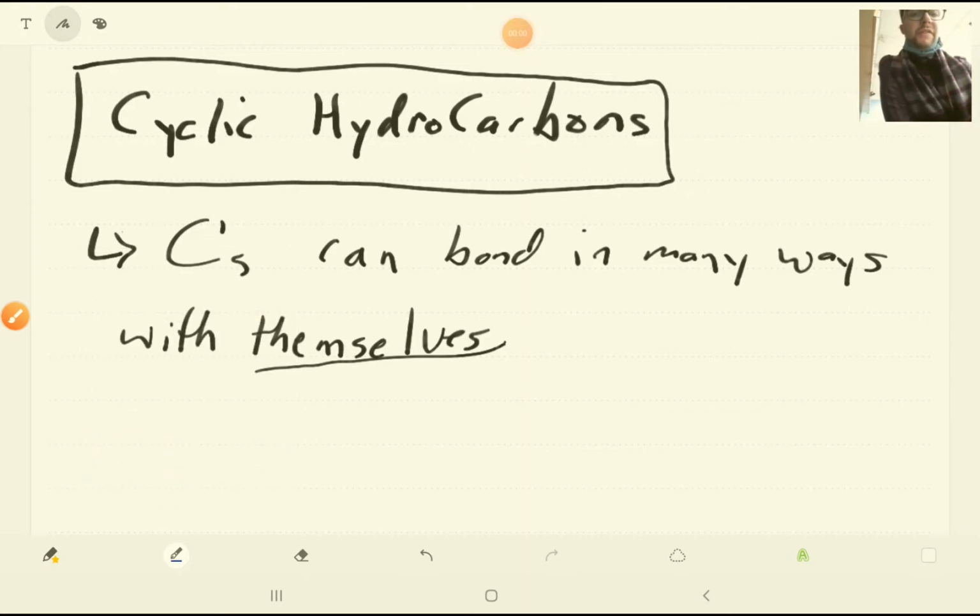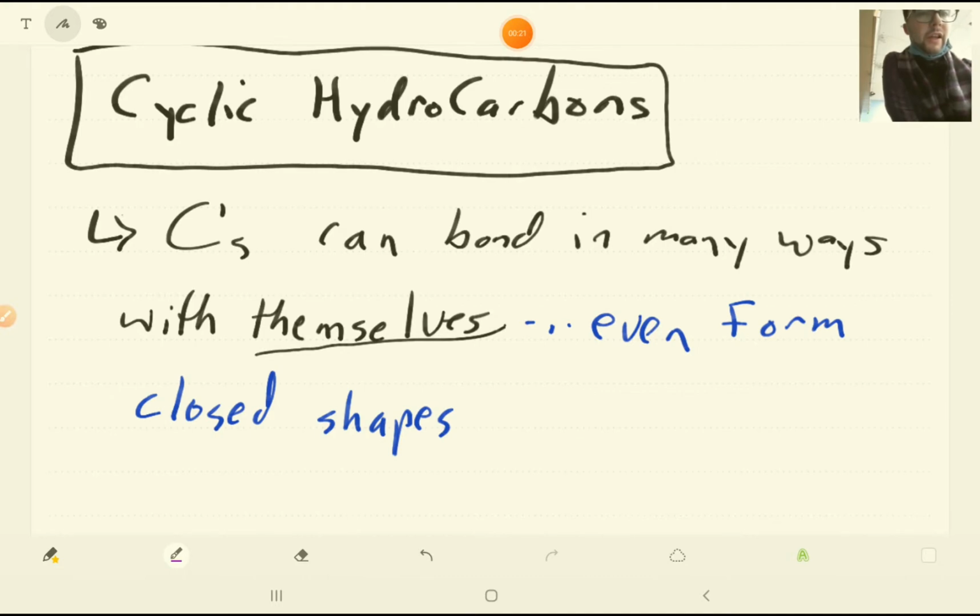So what we've seen so far from just the alkanes, alkenes, and alkynes is that carbons can bond with each other in many ways. They can form triple bonds with each other. They can form more than one triple bond. They can form double bonds and more than one double bond. And in some cases, they could even form shapes like triangles, squares, and even pentagons, etc.